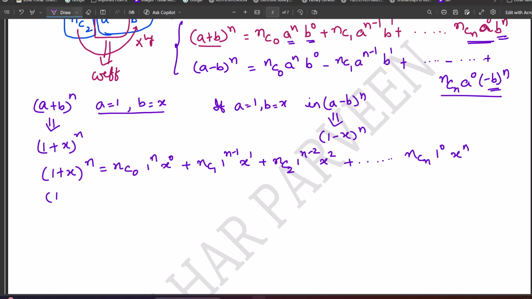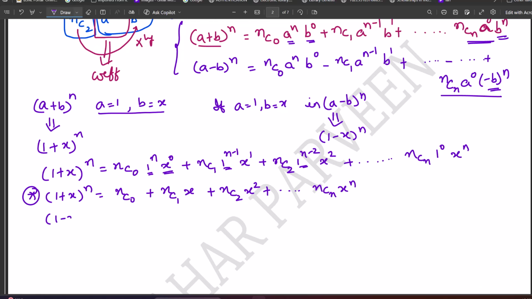So what will be my final expression for 1 plus X to the power N? NC0, anything to the power N will be 1 only, and X to the power 0 will be 1. So I have only NC0 in the first term. What about the second term NC1? Anything to the power N minus 1 will be 1. I have X here. What about the third term NC2? Anything to the power N minus 2 is 1 only. Here I have X squared. And in the last I have NCN, X to the power N. So this is the expression for 1 plus X to the power N.